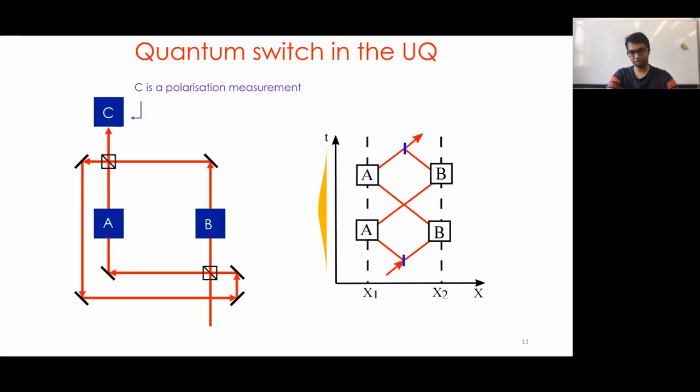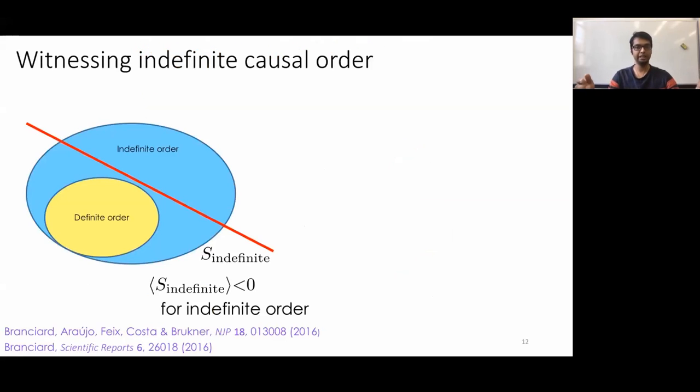Okay, we created a setup, but how can we be sure that it is indeed indefinite causal order? To answer that, we used a concept called causal witness. Mathematically, a causal witness is a hyperplane that separates a set of definite ordered processes from a set of indefinite ordered processes. And when the expectation value of that witness is less than zero, we can surely say that this is a setup that shows indefinite order. This idea has been proposed in these two papers, and we use this particular tool in our experiment to verify the indefiniteness of the quantum switch.